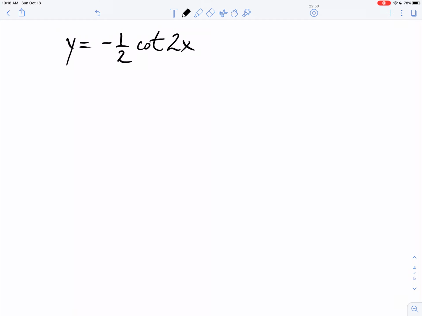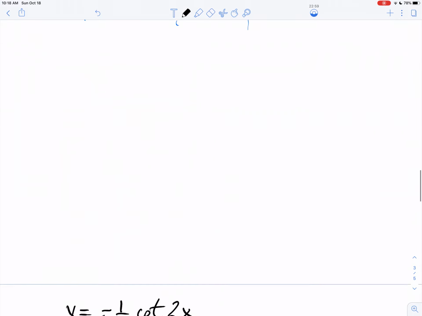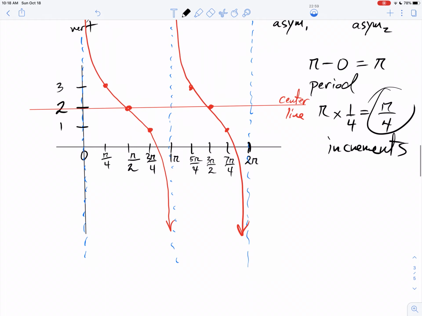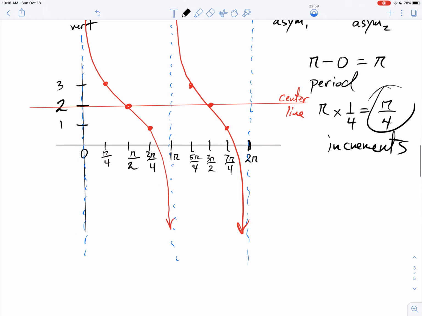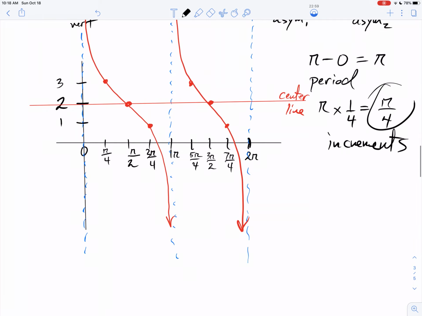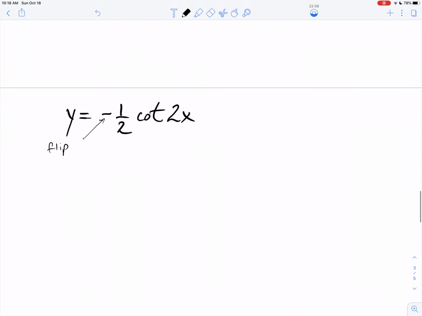Okay. So this graph has not been vertically shifted, but it is going to get flipped. So think about it. I'm going to scroll up for one quick second. When you flip a cotangent, it's going to look like a tangent.